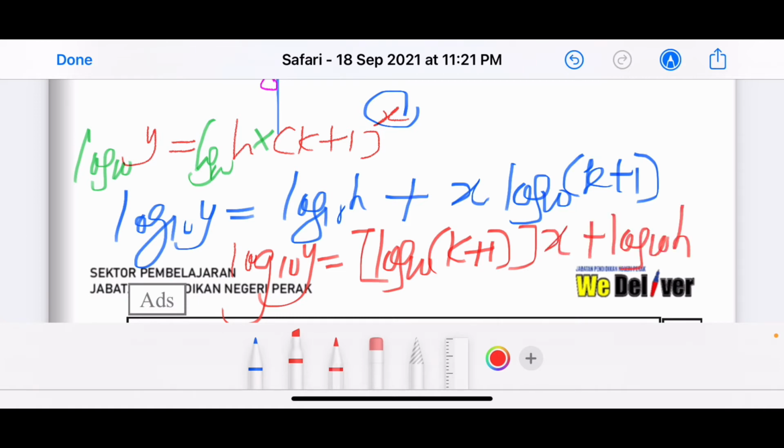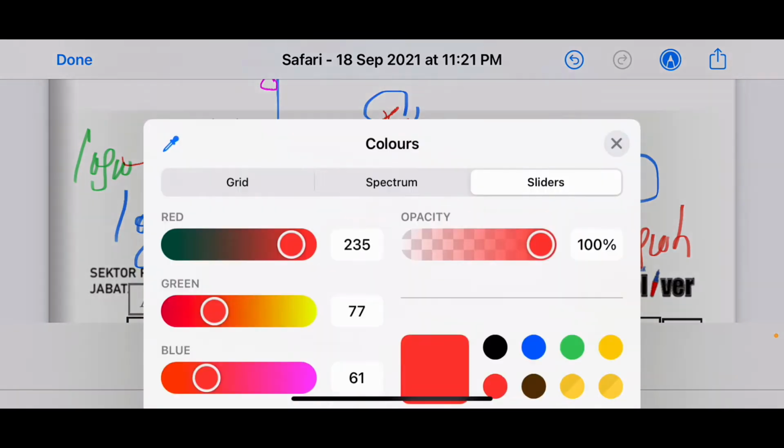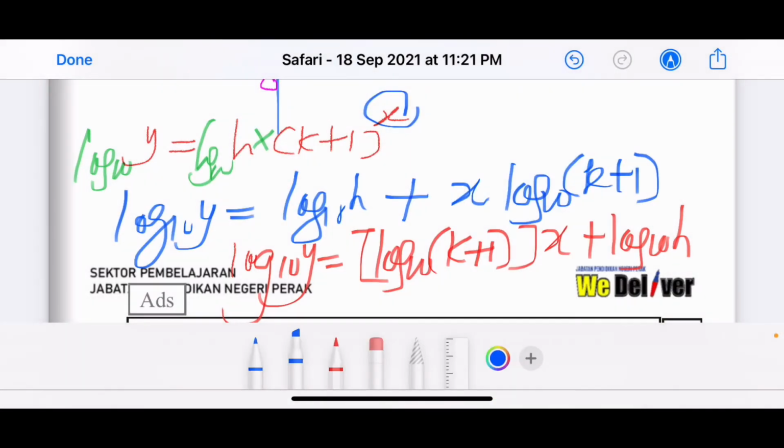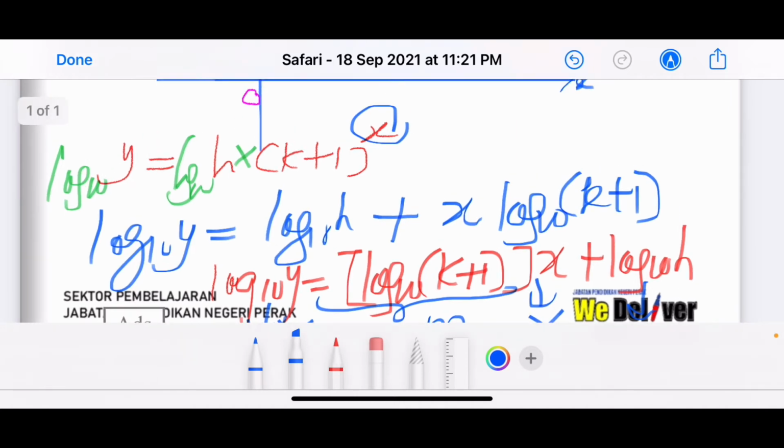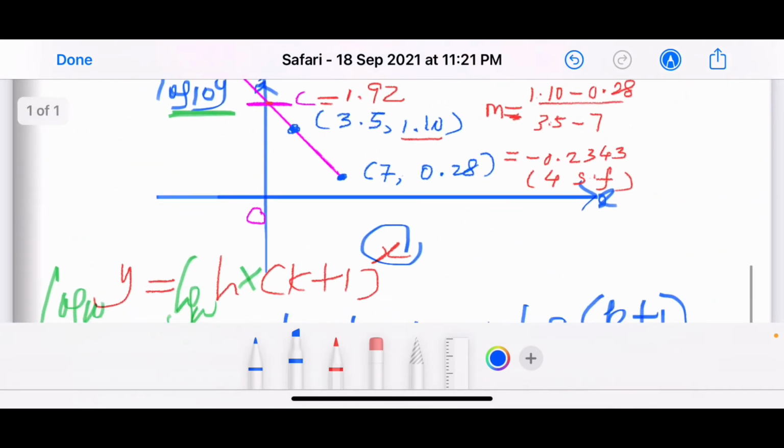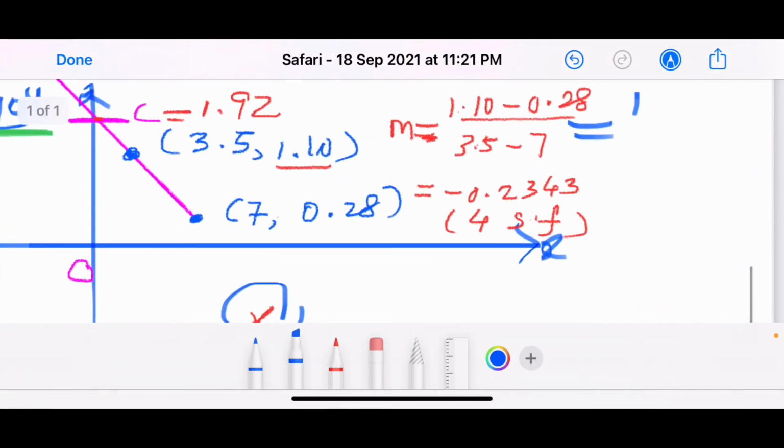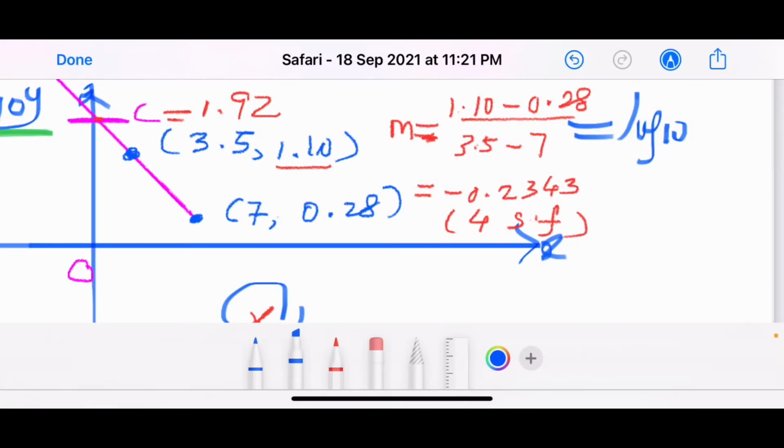So make sure you follow y equal to mx plus c. This is y, this whole thing is m, this is the big x, this is c. Then we can do comparison. We can say that this thing is equal to log 10 of k plus 1.